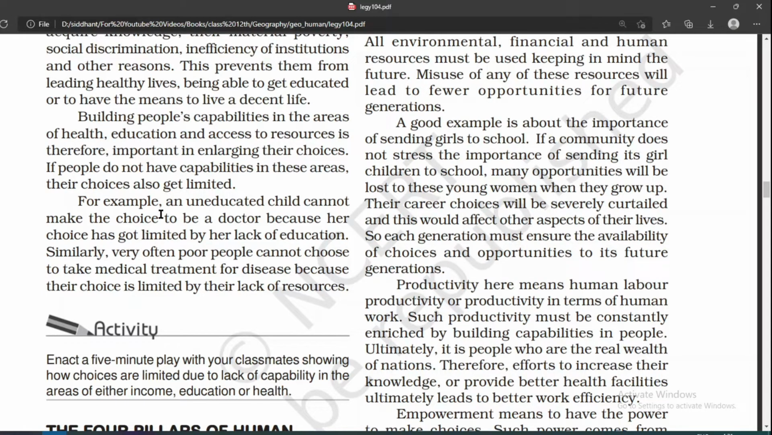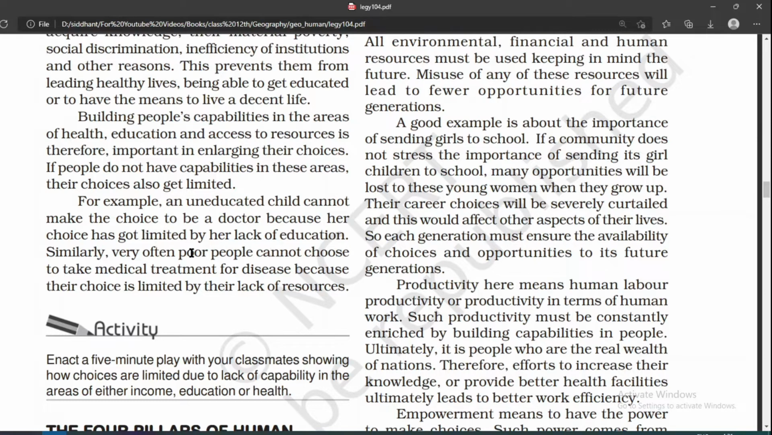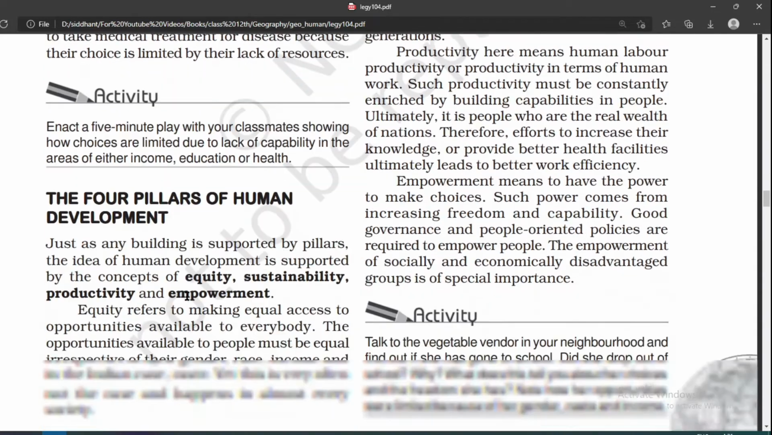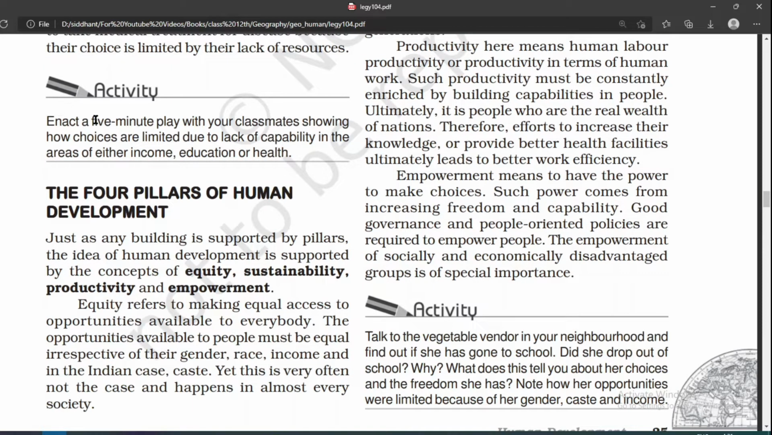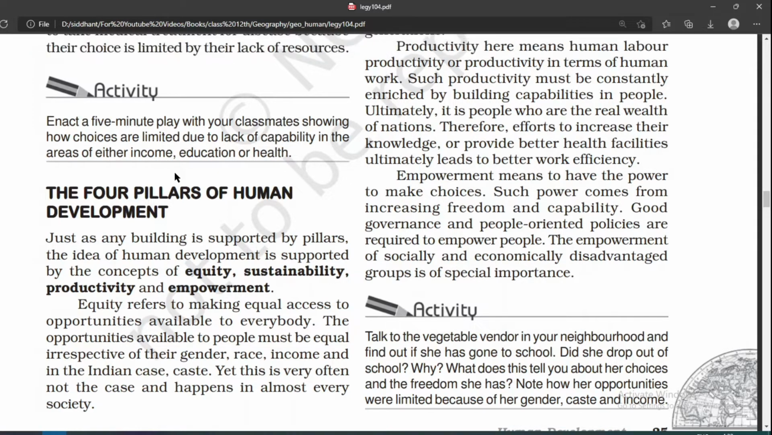For example, an uneducated child cannot make the choice to be a doctor because her choice has got limited by her lack of education. Similarly, very often poor people cannot choose to take medical treatment for disease because their choice is limited by their lack of resources. Activity: enact a 5-minute play with your classmates showing how choices are limited due to lack of capability in areas of either income, education, or health.